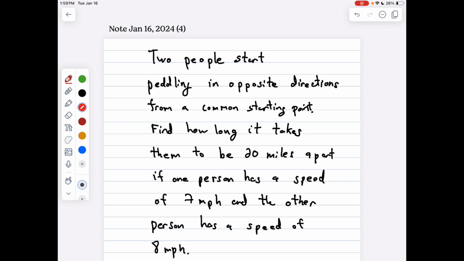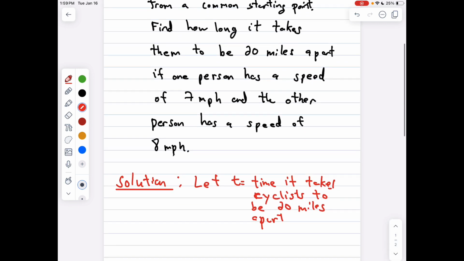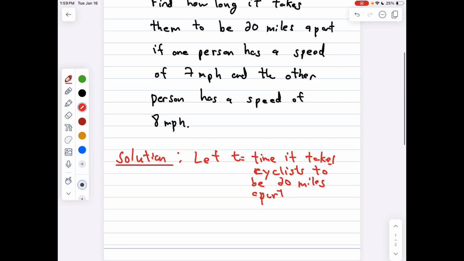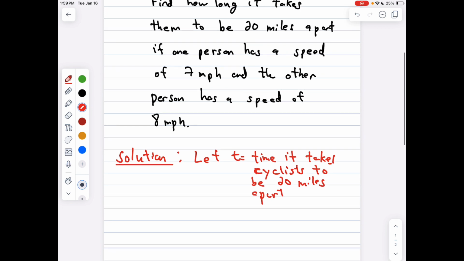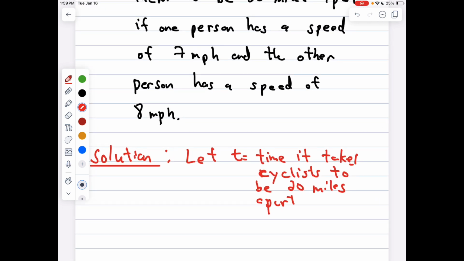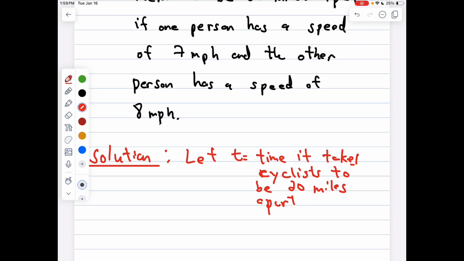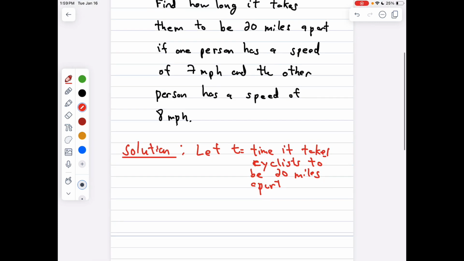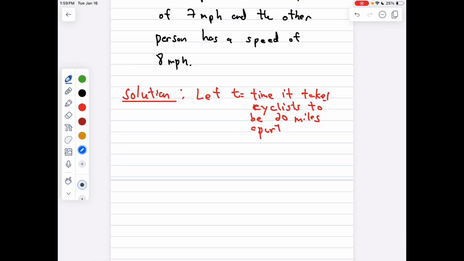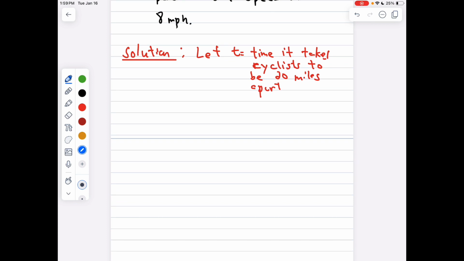All right, so let me start by naming a variable, call it t, and let t be the time it takes the cyclists to be 20 miles apart. And let me also draw the scenario here. So let's say you have one person right here, the other person is right there, and they start with some common starting point. One person goes this way and the other one goes that way.